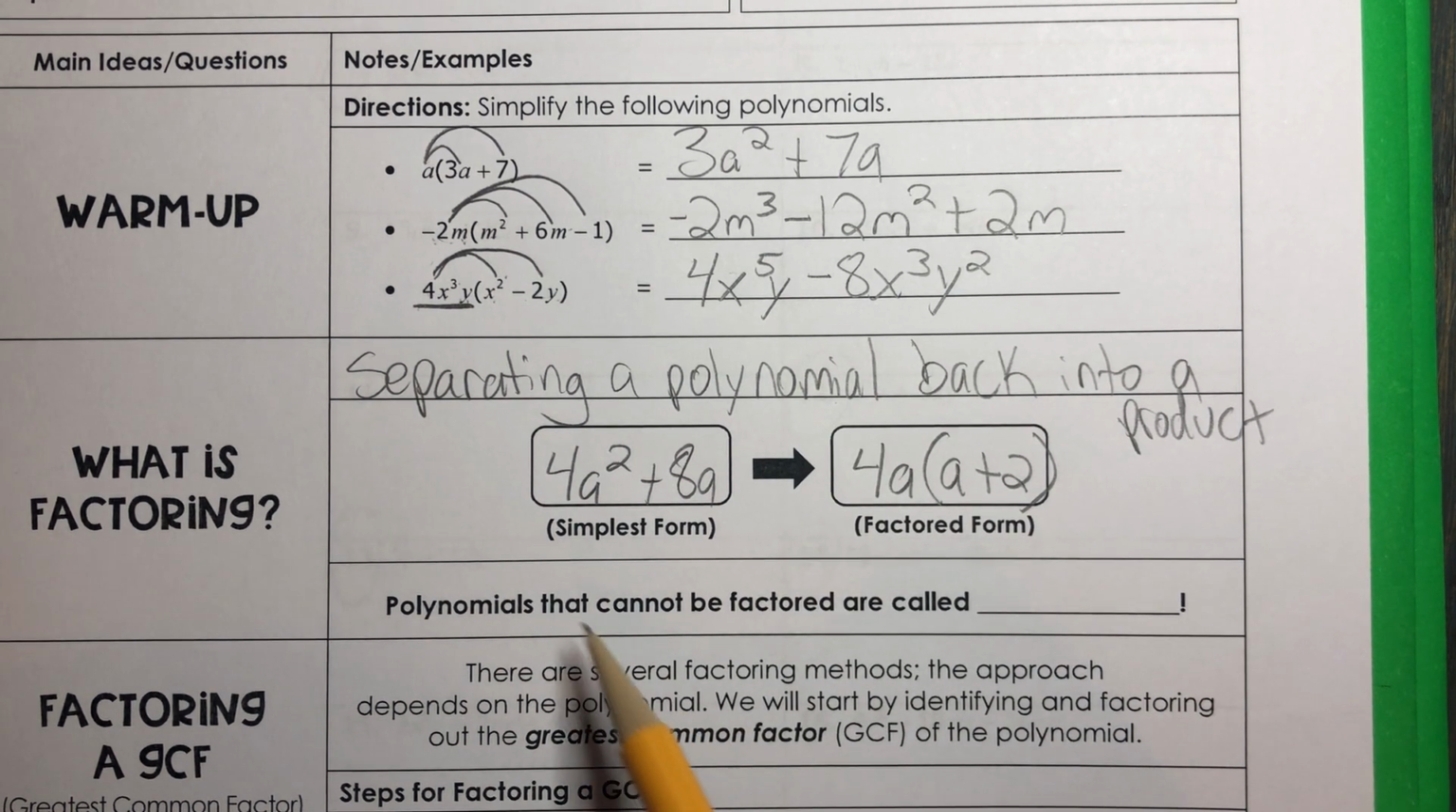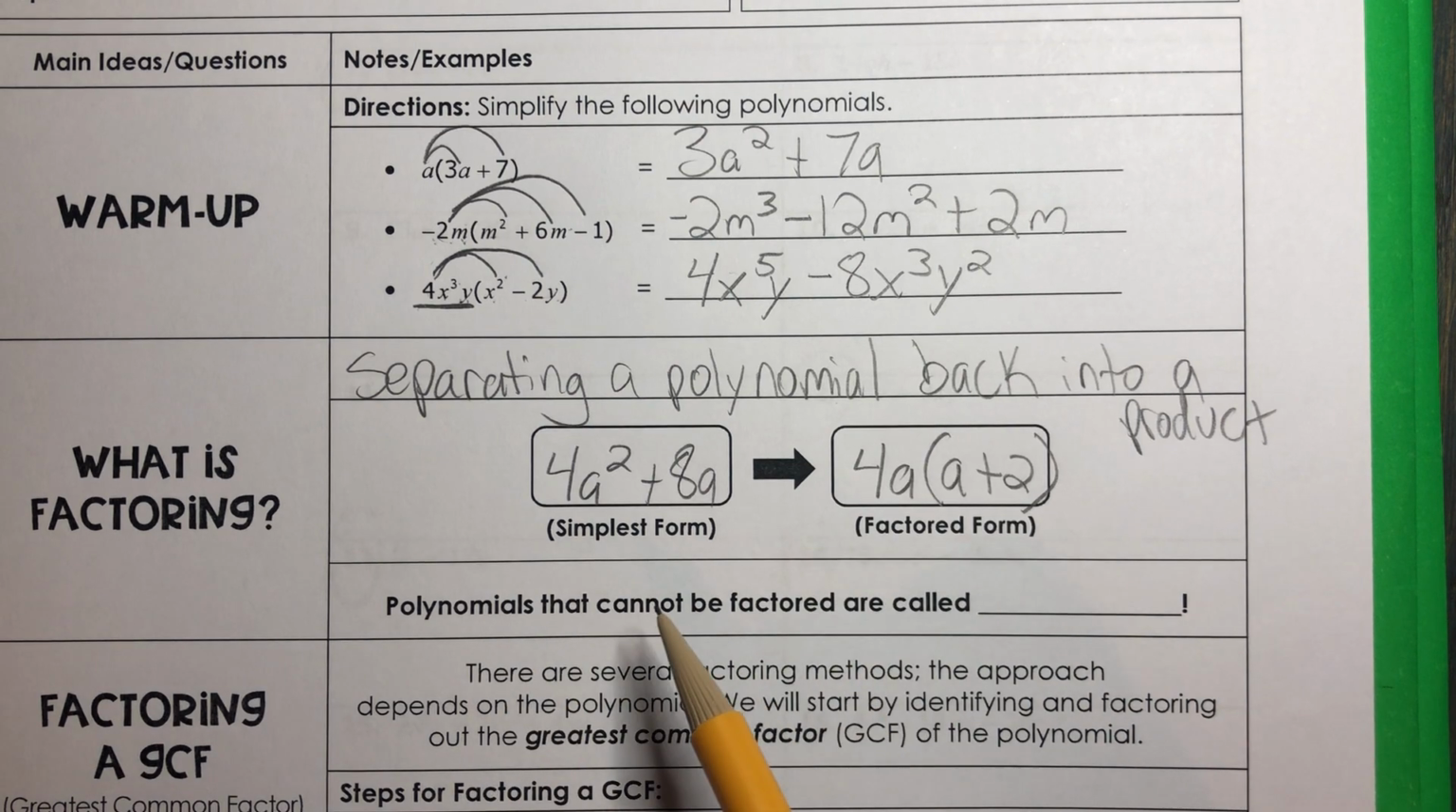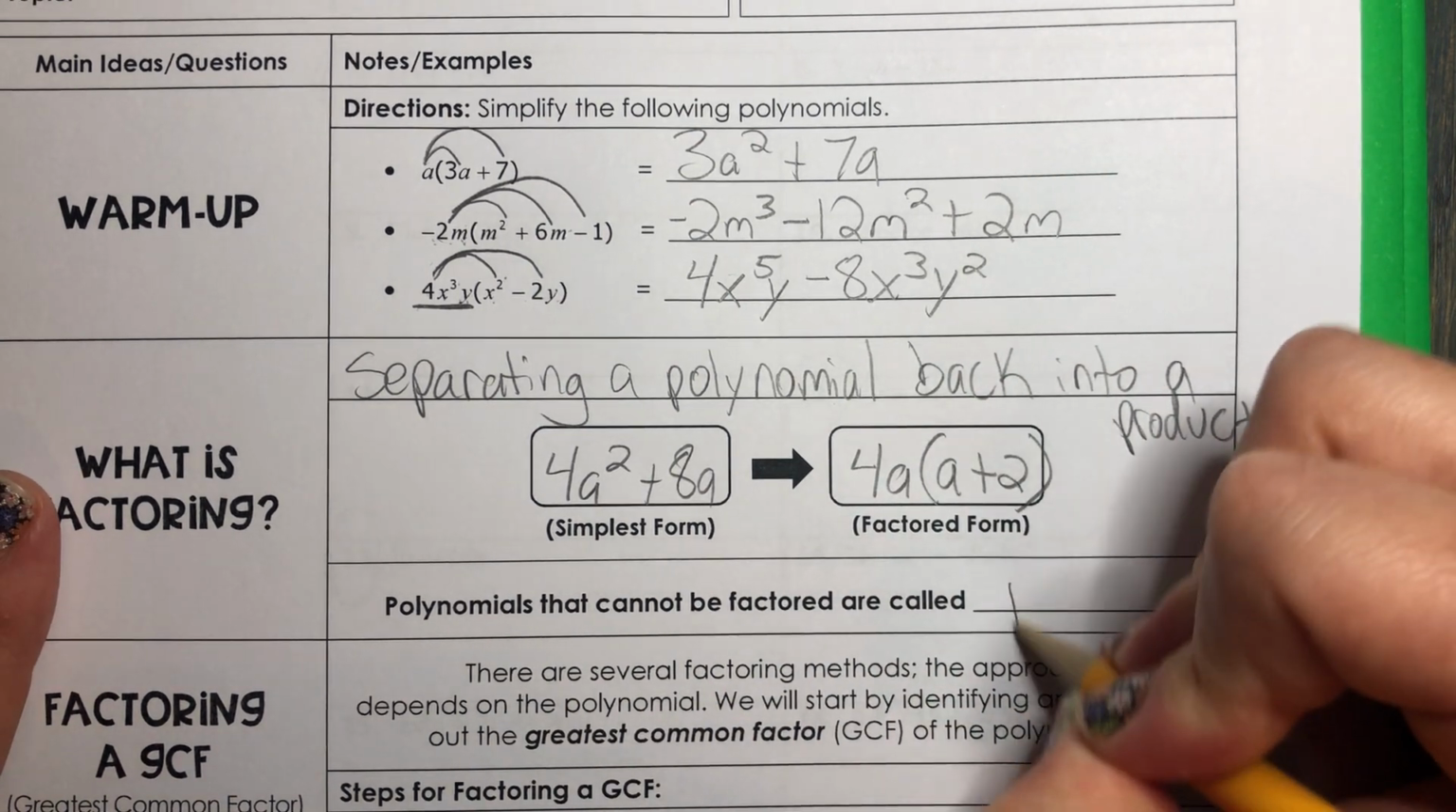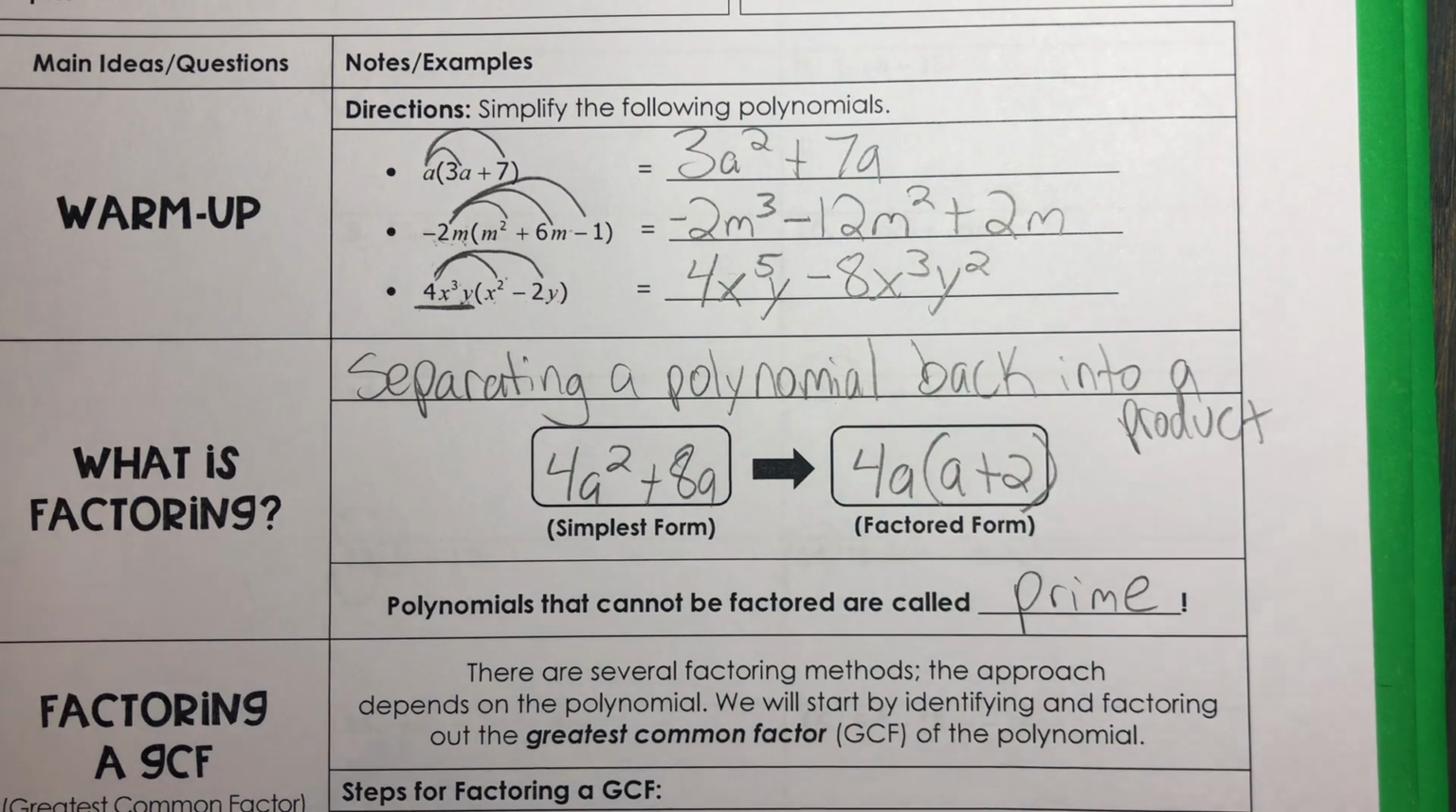There will be a case sometimes where you can't work backwards. There's nothing to be factored, and those are going to be called prime polynomials because you can't factor them, okay?